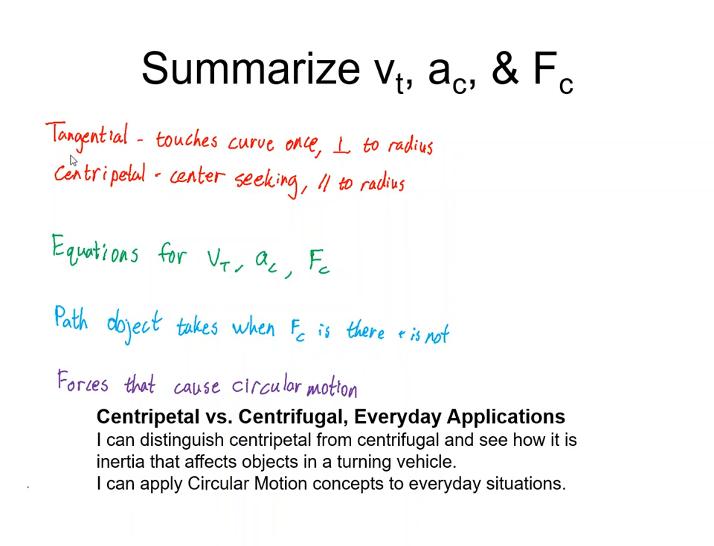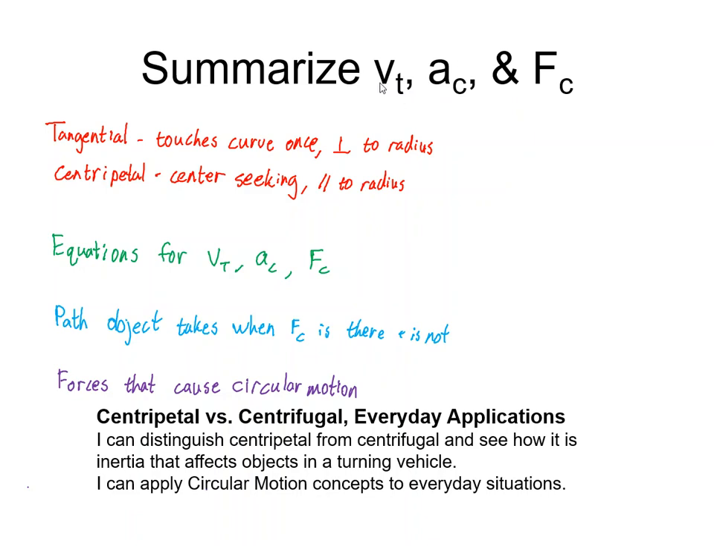Just a reminder what these words are, the ones that I'm saying, tangential and centripetal. Tangential touches the curve just once, and it's going to be perpendicular to the radius. Meanwhile, centripetal, that is center-seeking, and that's going to be parallel to the radius. So which one goes with which? Well, it says it right up here. The velocity is the one that's tangential, and the acceleration and force are the ones that are centripetal.